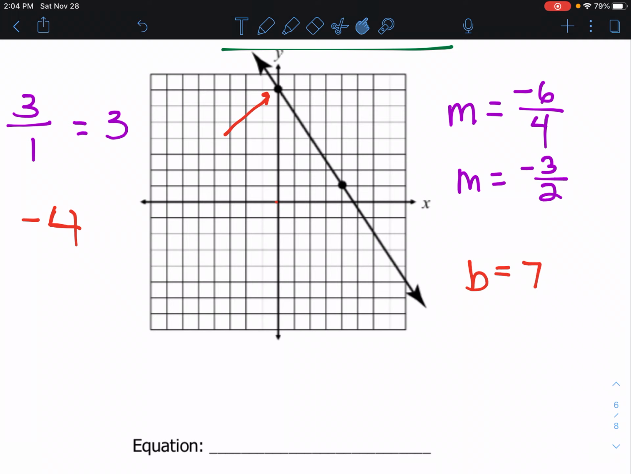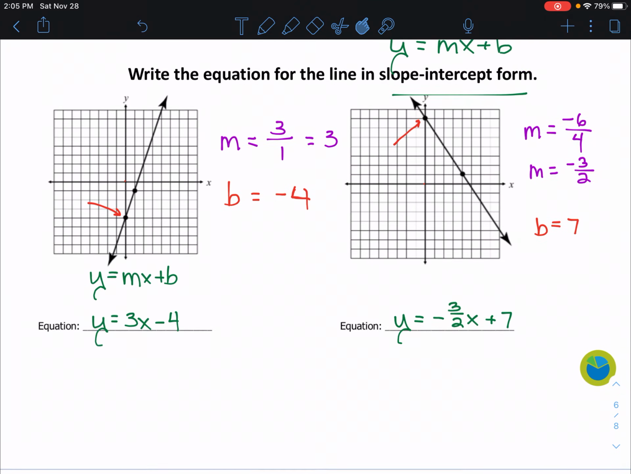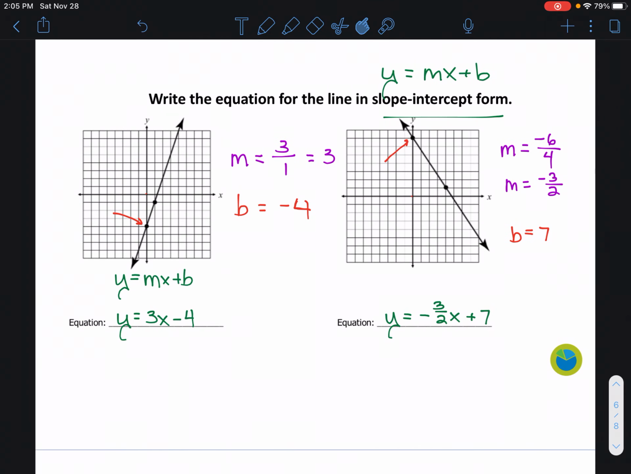So now let's write our equation. We've got m and b. y equals m, don't forget your x, plus b. So y equals mx plus b, and there we have it. y equals -3 halves x plus 7, and that's our equation for that line. And now you know how to write an equation for a line in slope-intercept form.